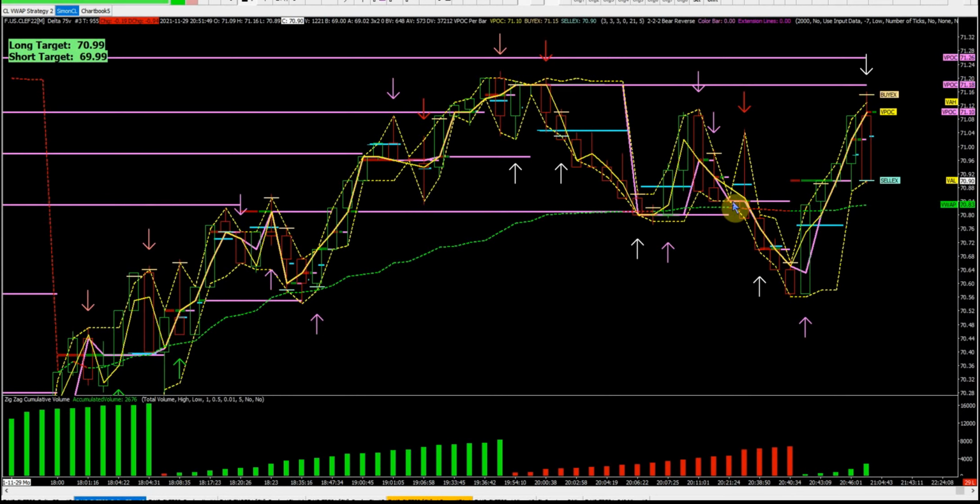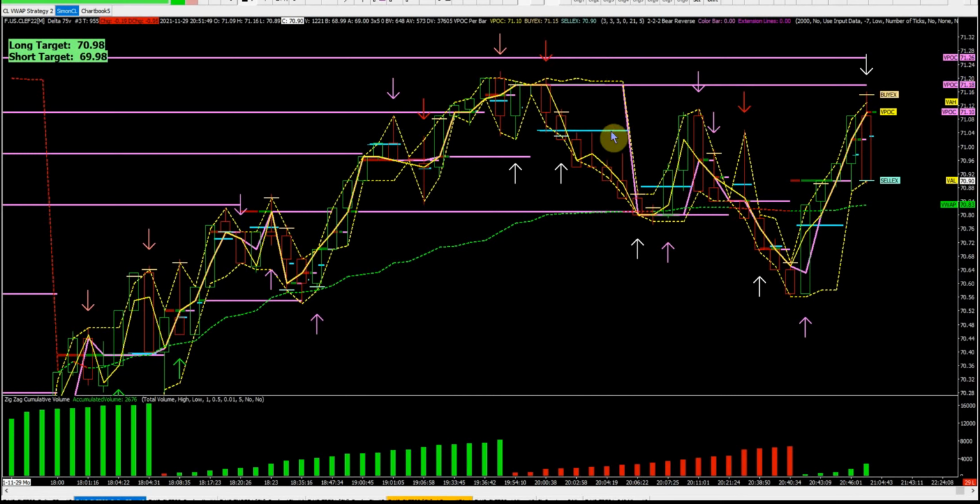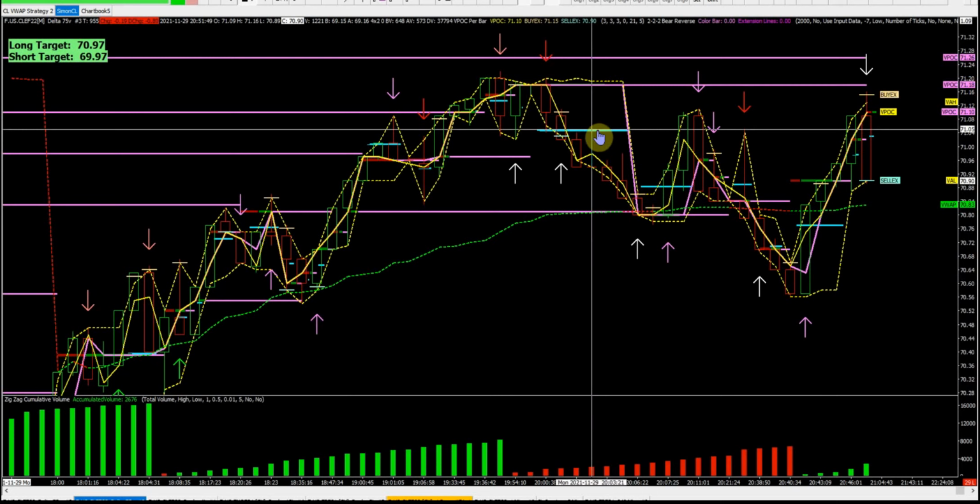You've got a long setup right here. Comes back up to this guy. There's a previous VPOC. That was one of the VPOCs, the other VPOC I have on this chart. I've got a 5-minute chart and a 5-minute VPOC, and then I've got another standard, just 1 day value area high, value area low, VPOC type of thing. Those VPOCs are valid also. But you don't have to take that.